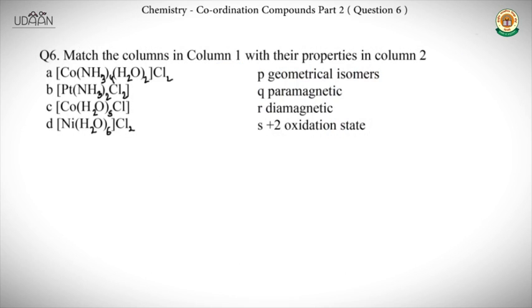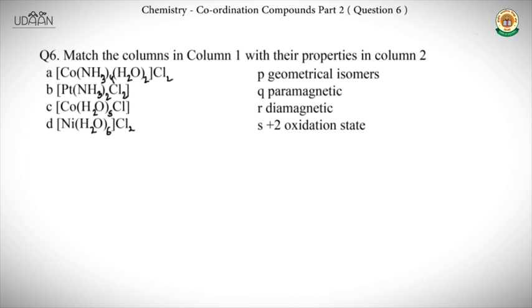Let's now move to question 6. It will basically cover all the concepts which we have covered in the previous 5 questions. You are asked to match the columns: in column 1, a set of coordination compounds, the chemical formulas of those compounds, is given, and the set of properties is given in column 2, and we need to match them. So let's see how we'll approach this problem.